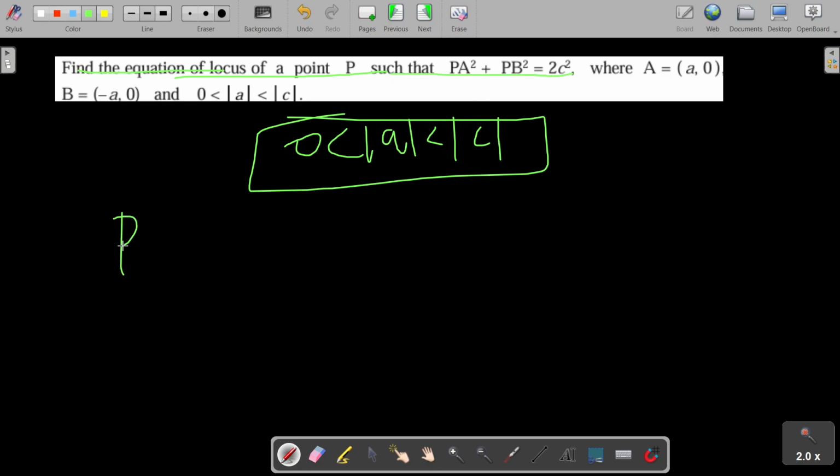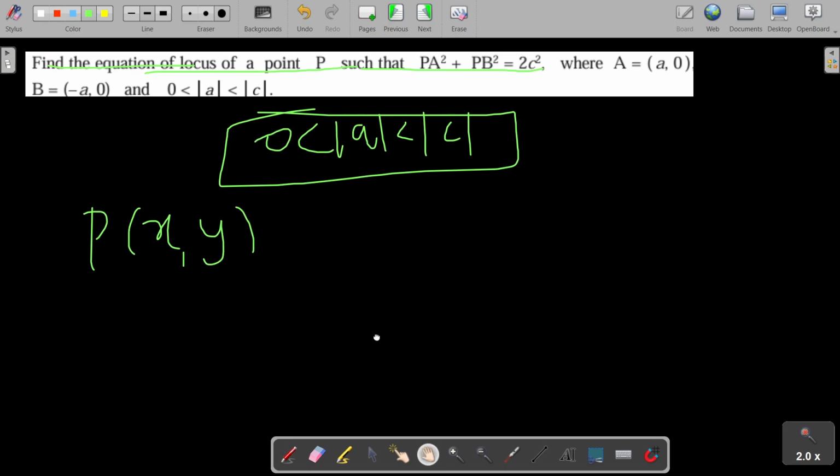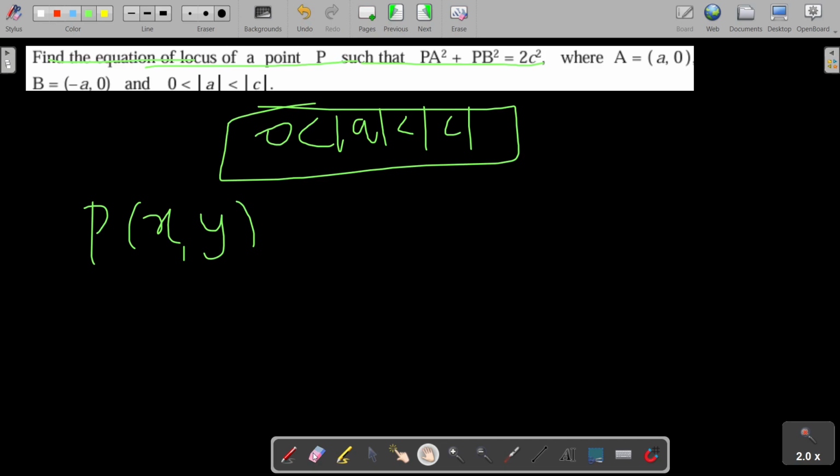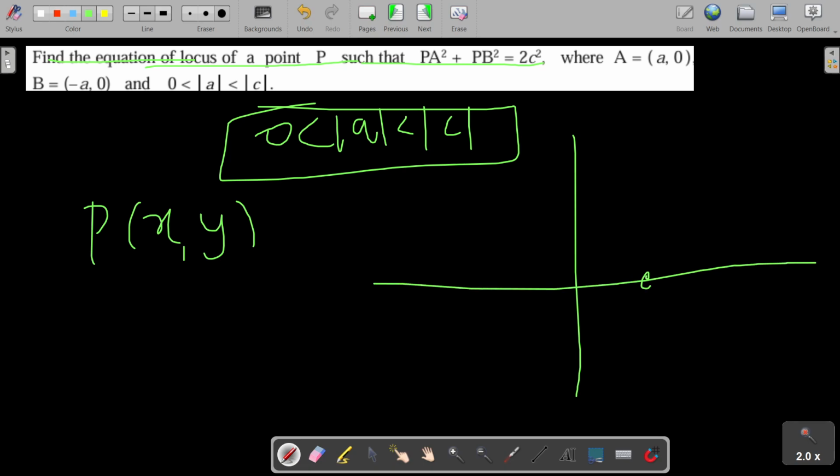Let's assume a point P like we have previously assumed to continue the problem, and we are given a point A and a point B. Let's say this is A comma 0 and this point right here is negative A comma 0. As we can see, these two are mirror images of each other. This distance is A and this distance is also A. So such that this condition is satisfied.